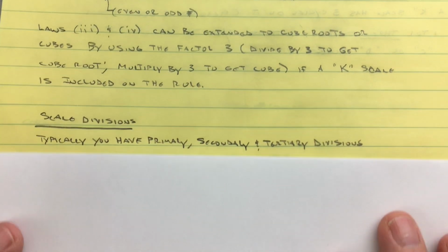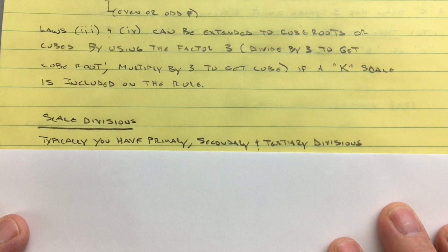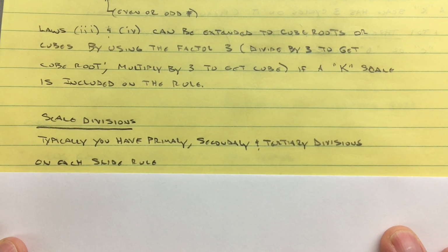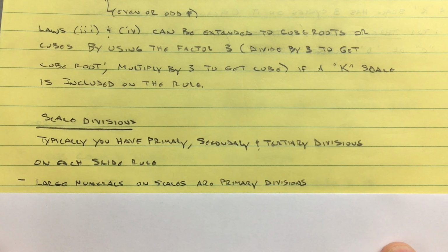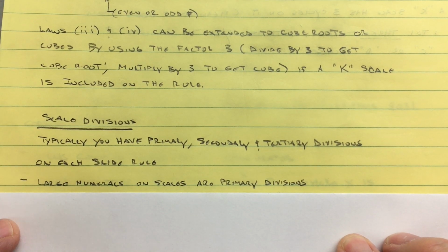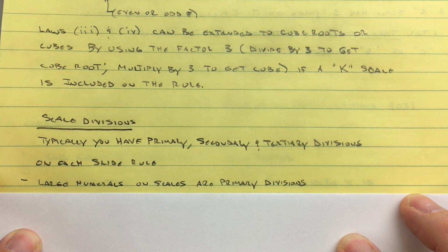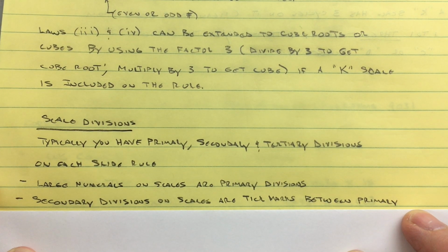Scale divisions. You'll have basically several types of divisions on a scale. They're called primary, secondary, and tertiary divisions. Large numerals on scales are typically going to be marked, and they're what we call primary divisions. Secondary divisions are tick marks between primary divisions. So you'll see numerals, and if you see tick marks, those are what we call secondary divisions.